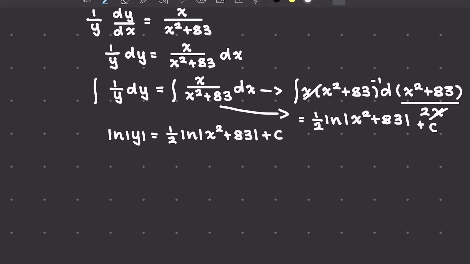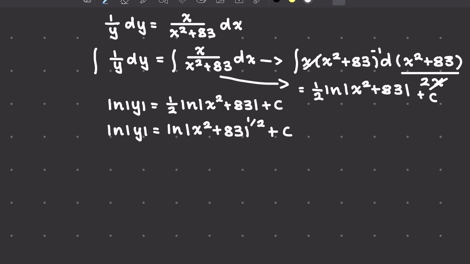So we've got this equation, ln of y equals 1 over 2 times ln of x squared plus 83 plus c. We know that we can move this 1 over 2 times ln of x squared plus 83 and make it like this: ln of x squared plus 83 to the power of a half, plus c. And we can get rid of both of these ln's by putting e into both sides.